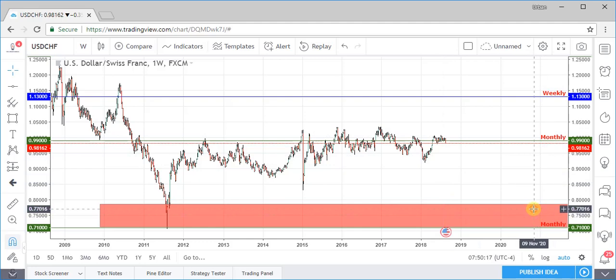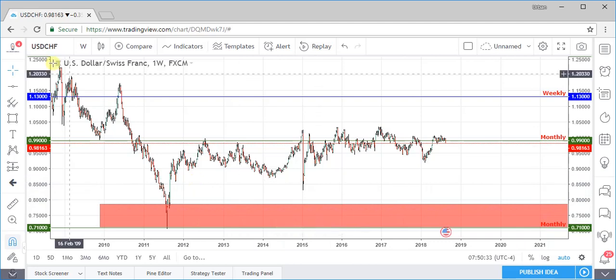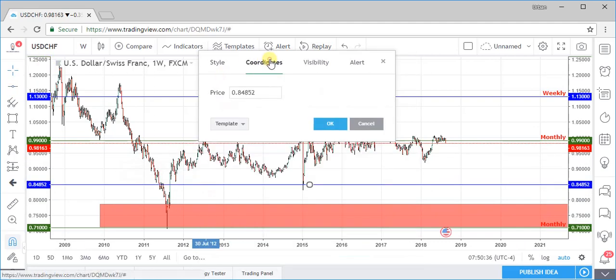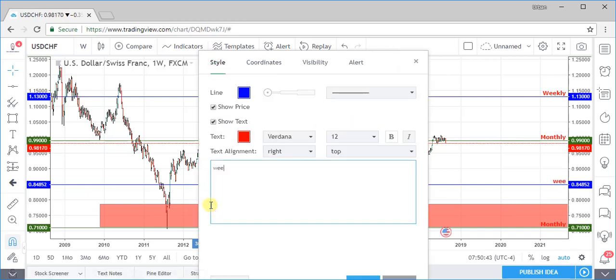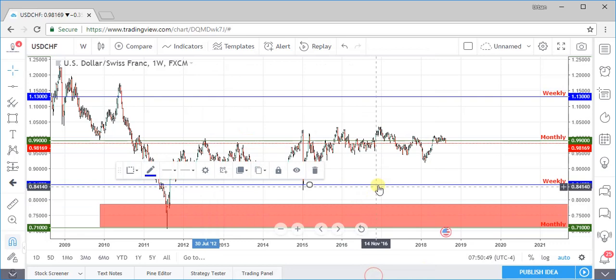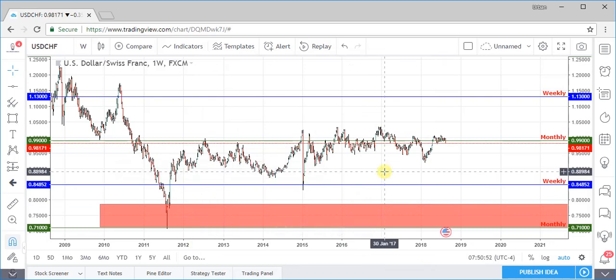All right, now I'm going to do the same thing down here. Find my midpoint. This is going to be 0.85. Weekly. All right, so now I'm starting to see levels and patterns and things of that nature form.